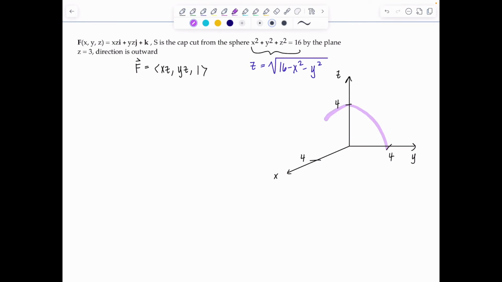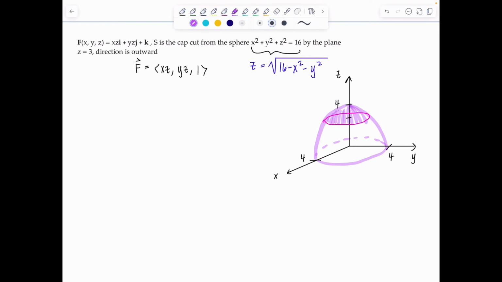Okay, so here's the sphere. And then a plane comes and cuts it at z equals 3. So you could imagine it's going to come through, slice it, make a little circle. And the surface is just the top part here, just this cap.